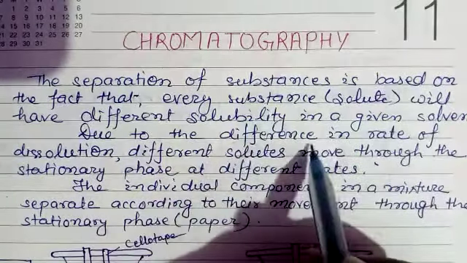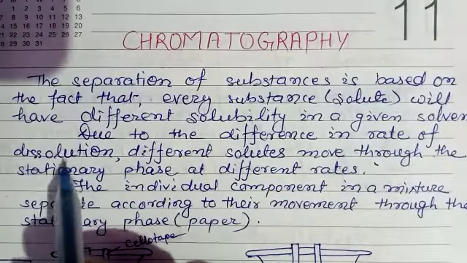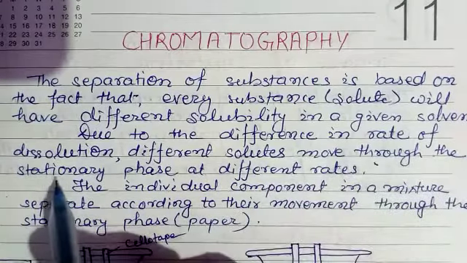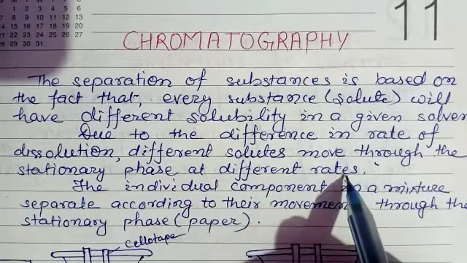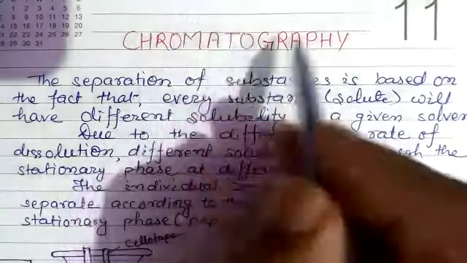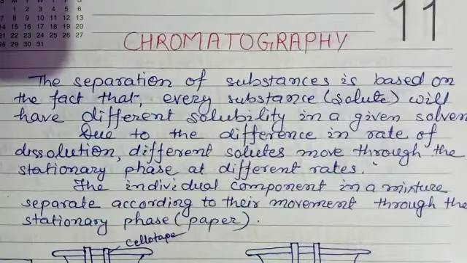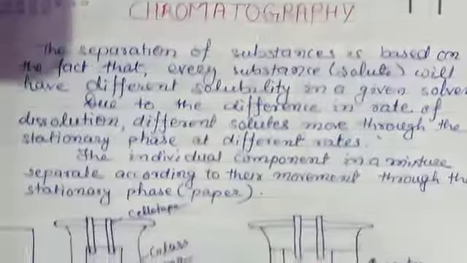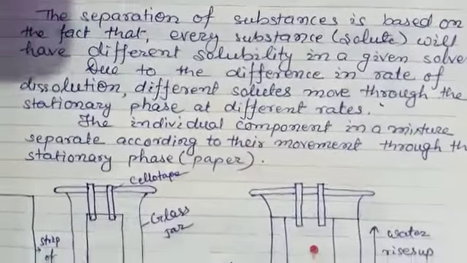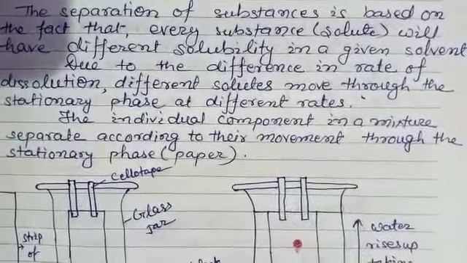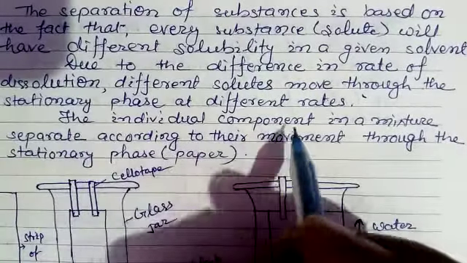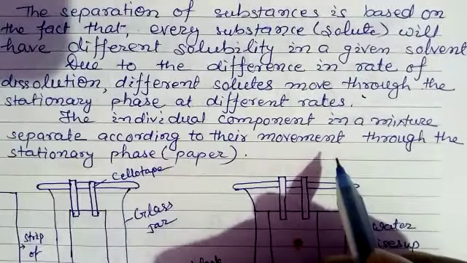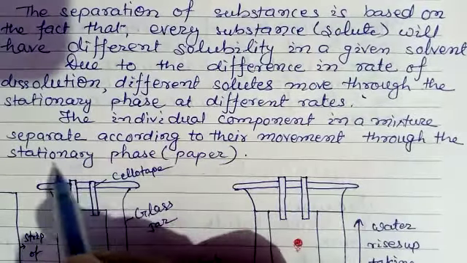So due to the difference in rate of dissolution, different solutes move through the stationary phase at different rates. The stationary phase in this chromatography is that strip of filter paper actually. So at different rates, the individual components in a mixture separate according to their movement through the stationary phase.